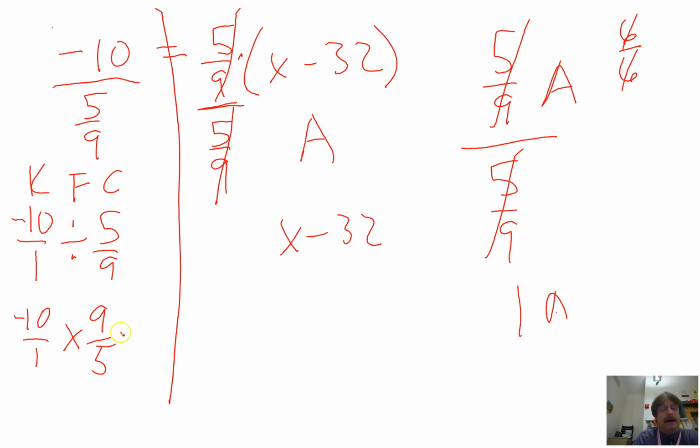Okay? So now I can go ahead and multiply straight across. So that's going to equal negative 90 over 5, because negative 10 times a positive 9 is negative 90. And then 5 goes into 90 how many times? 5 goes into 9 once, and I'm left with 4. So that's 40 now. Okay, I have 40 there. So 5 goes into 40 8 times. And remember your negative, so it's negative. So what I have now is negative 18 equals x minus 32.